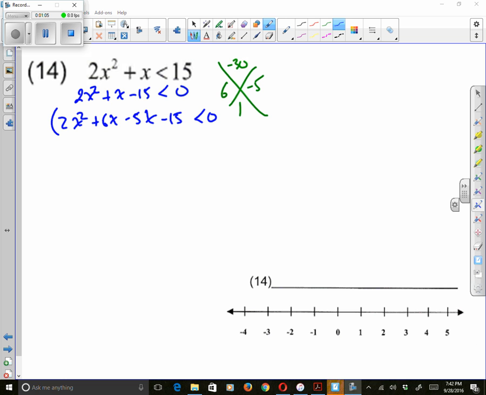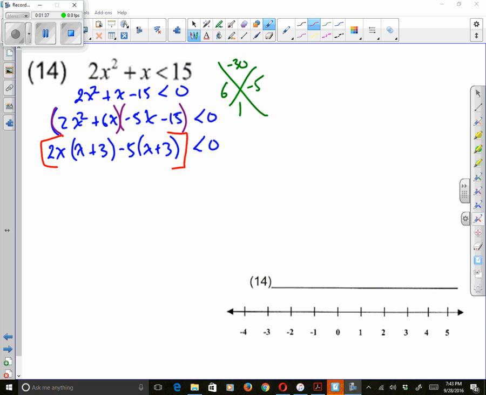And this is where I want to group and factor, so I should have waited to put that in there, so that's like that. And now I'm going to factor out the greatest common factor, so pull out a 2x, leaves an x plus 3, factor out a negative 5, leaves an x plus 3 less than 0. And notice that we can regroup this and pull out the factor of x plus 3, which is going to give us x plus 3, and what's left is 2x minus 5 less than 0.